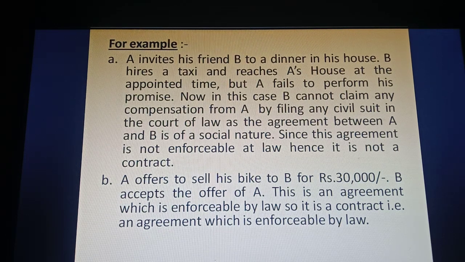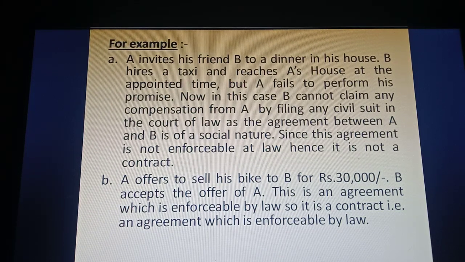There was not any intention either of A or of B to create any legal obligations with each other. Since this agreement is not enforceable at law, this was an agreement, but as it is not enforceable at law, hence it cannot be regarded as a contract.